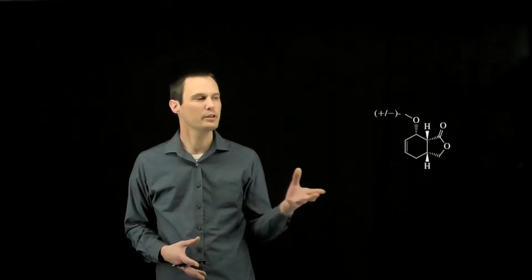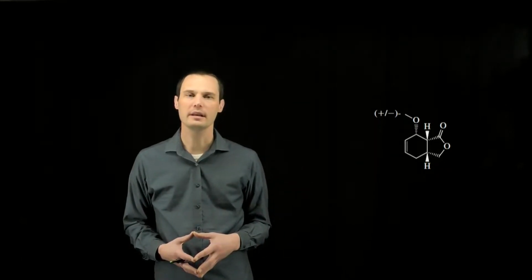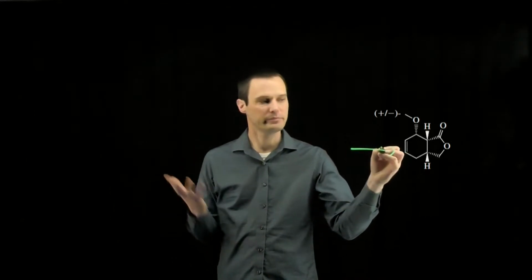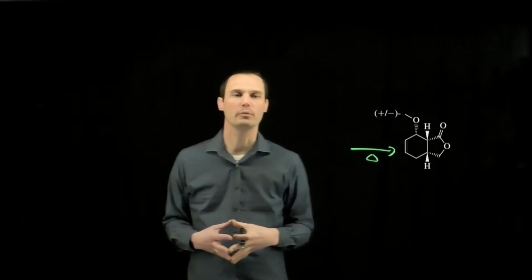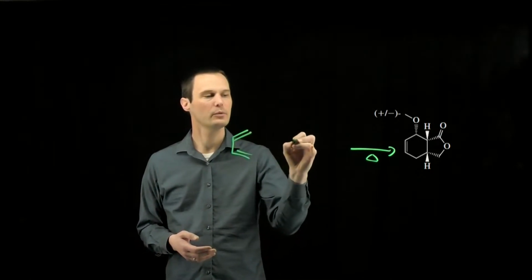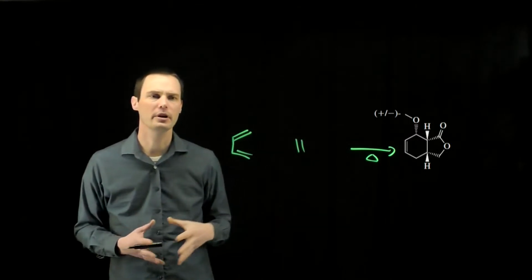This assessment asks us to predict the reagents required to form this product in a Diels-Alder reaction. The Diels-Alder reaction uses heat as its only, I don't know, it's not really a reagent, but that's what we would put underneath the arrow. And it's going to be the reaction of some kind of diene with some kind of dienophile.